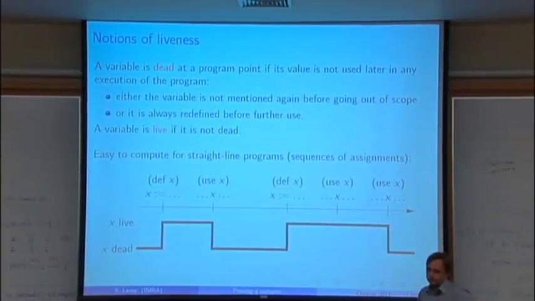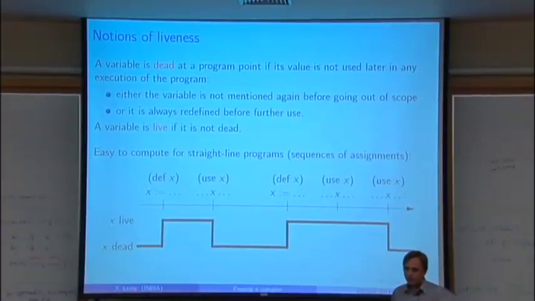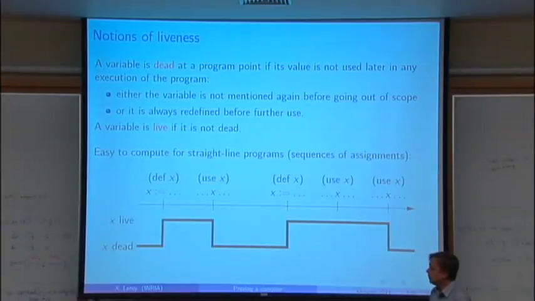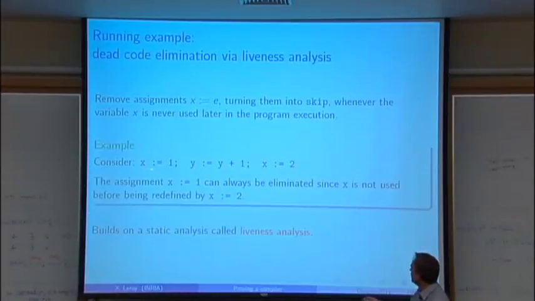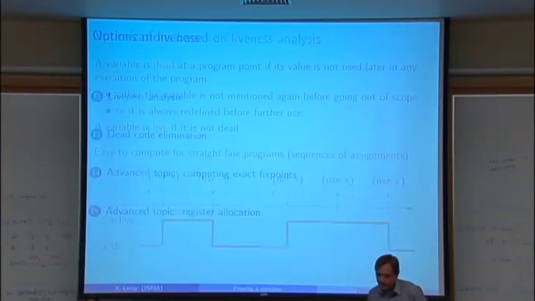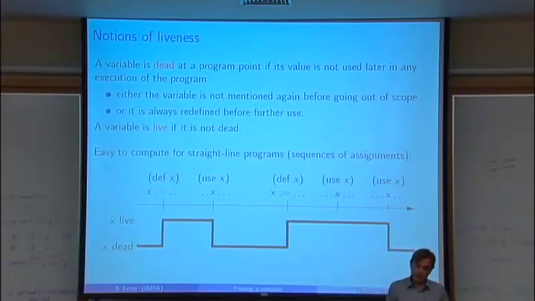A variable is dead at a program point if its value is not going to be used later in any execution of the program. Maybe the variable is not mentioned again before going out of scope, or it will always be redefined before being used, okay? So this variable x is dead at this point, because it's always going to be redefined before being used. And conversely, a variable is live if it's not dead.